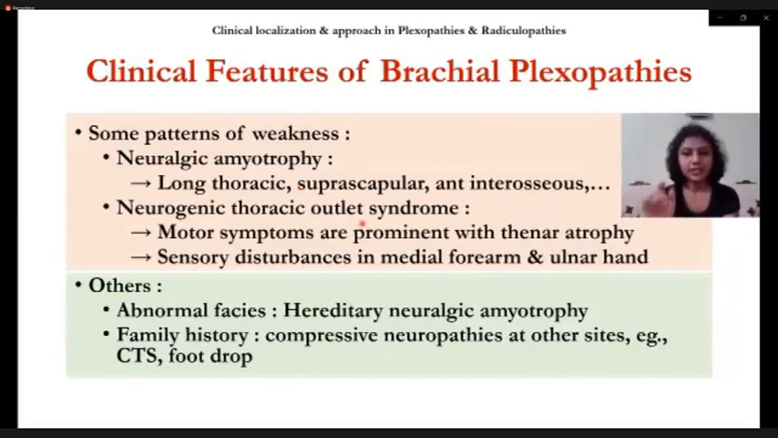In the case of neurogenic thoracic outlet syndrome, clinically, the patients present with greater involvement of the regions that are innervated by T1 rather than by C8. So, there is prominent thenar wasting, while pain and paresthesias are noted along the medial aspect of the arm, forearm, and hand.